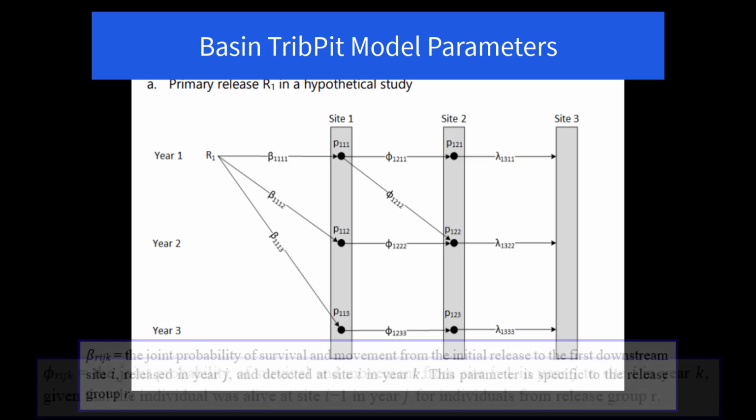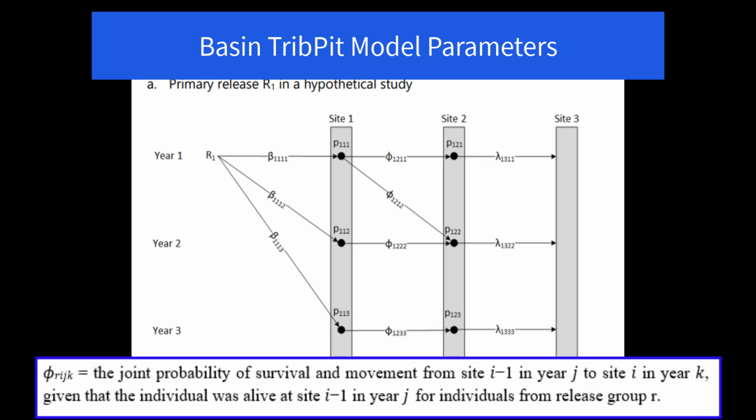The next parameter is a phi parameter. Phi_Rijk equals the joint probability of survival and movement from site I-1 in year J to site I in year K, given that the individual was alive at site I-1 in year J, for individuals from release group R. Here is where the phi parameters show up on the model schematic of our hypothetical example. Note that there are more phi parameters possible, but the hypothetical example here included only some of the possible transitions.